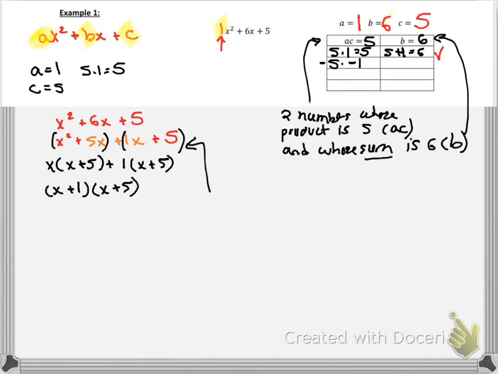Sometimes people will skip this step. It's totally up to you. You can use this extra step or not when a is equal to 1. Sometimes people will go straight to the factored form, which is just x plus 1 times x plus 5. But rewriting 6x as the sum of 5x and 1x really shows you exactly why this factorization is true. Okay, let's move on and do another problem.